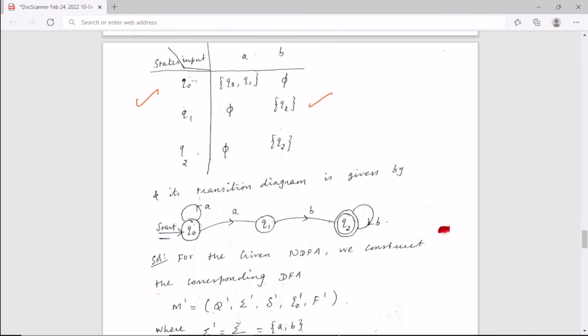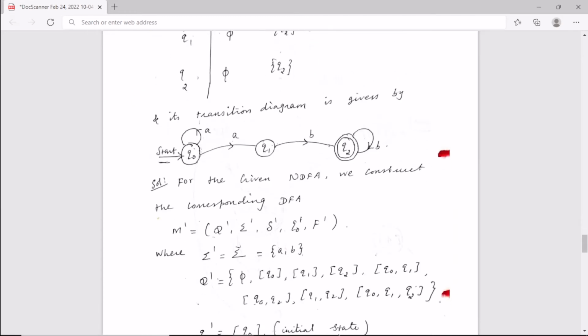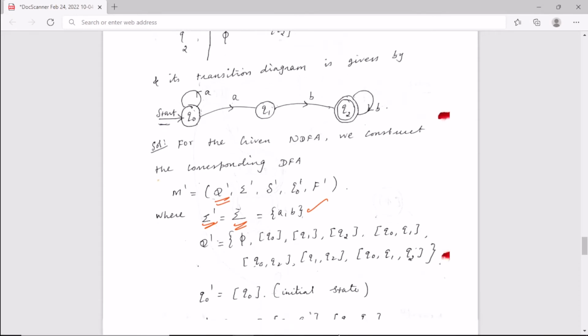Now first we have to construct Q dash. Sigma dash means there is no change in the input alphabet, so you have only two symbols, A and B. So sigma and sigma dash are A, B. Q dash is nothing but 2 power Q. You have 3 states, so 2 power 3 means totally we have to construct 8 states. So the first one is the empty set.